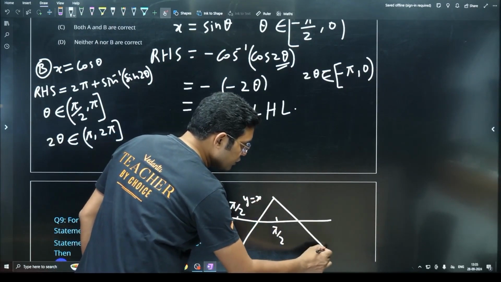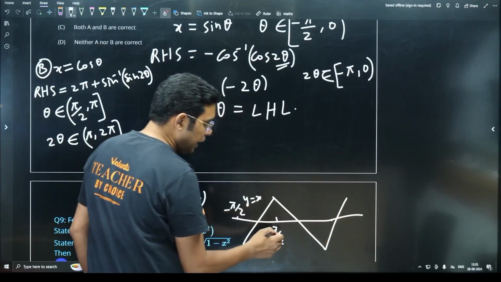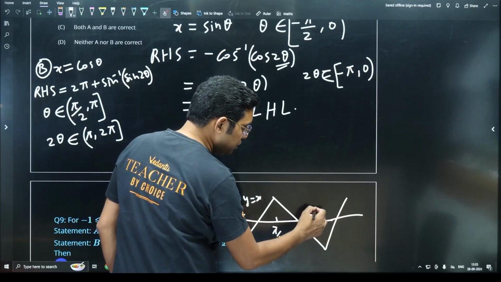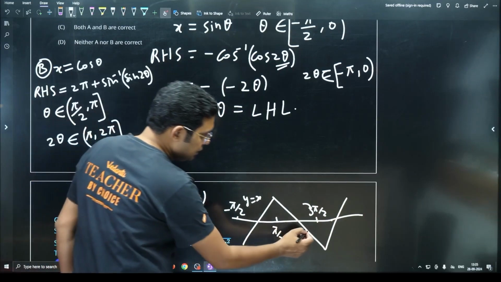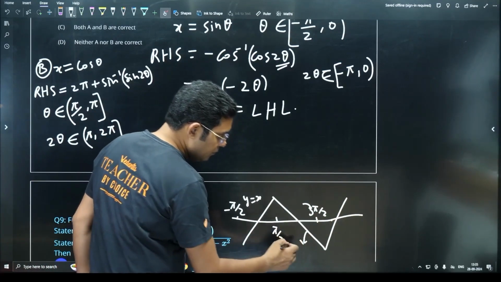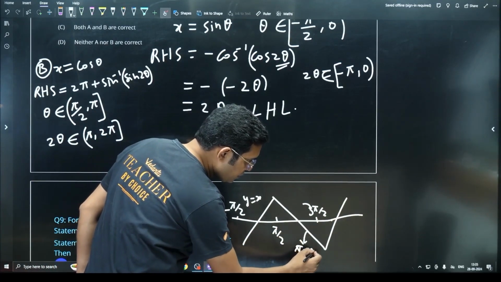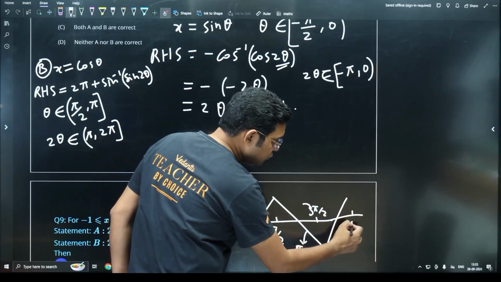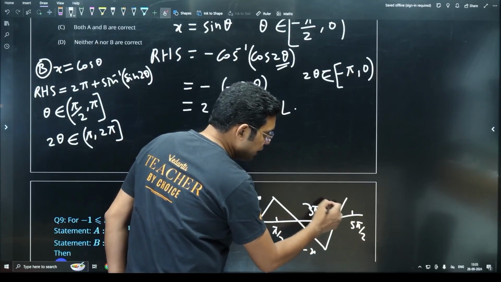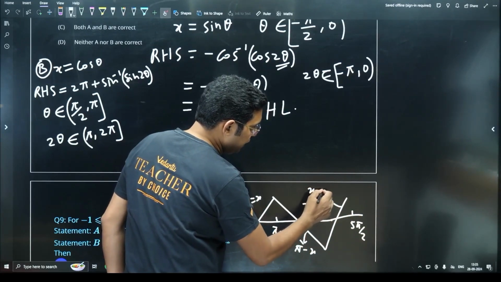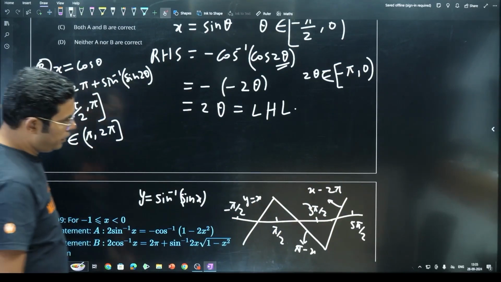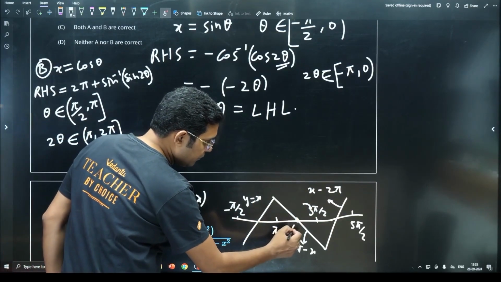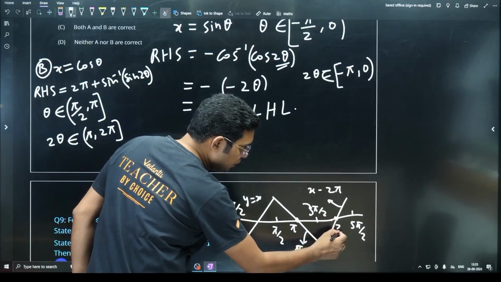After that it is a zigzag shape graph like this. From pi by 2 to 3 pi by 2, I think it is pi minus x, and from 3 pi by 2 to 5 pi by 2, it is x minus 2 pi. Okay, our interval is from pi to 2 pi. I think this will be the point pi, this will be the point 2 pi.